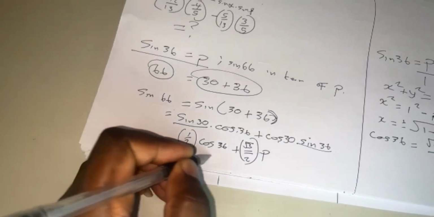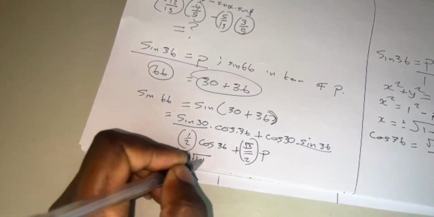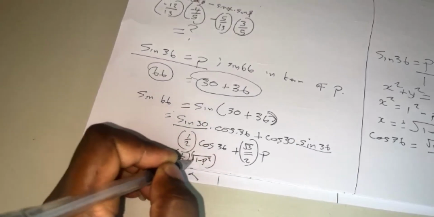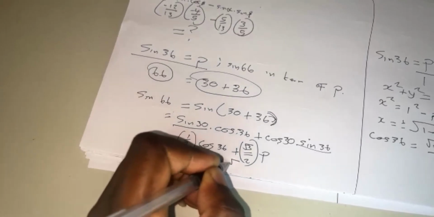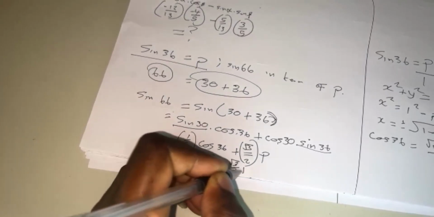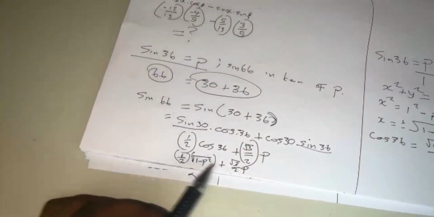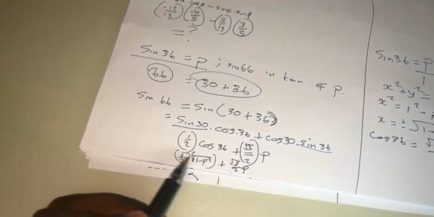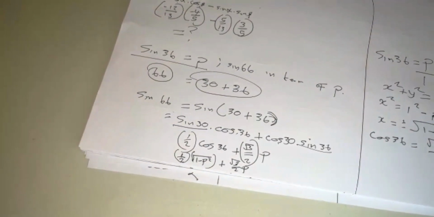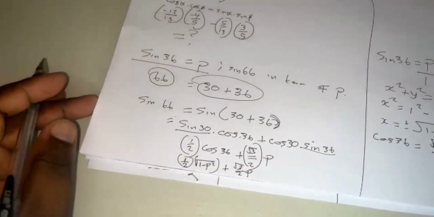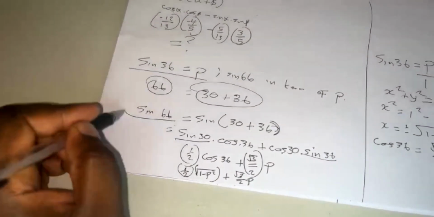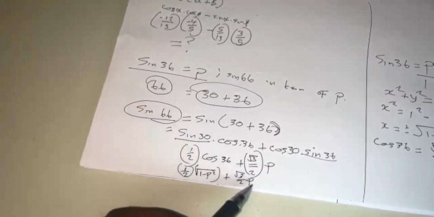So coming back to our statement to finish everything, we will end up having 1 over 2 multiplied by root of 1 minus p squared into brackets plus root 3 over 2 multiplied by p. Here you are. These two terms are adding, so if you cannot simplify them, you leave them as they are. That's your answer. You have expressed sine 66 in terms of only p. You are done.